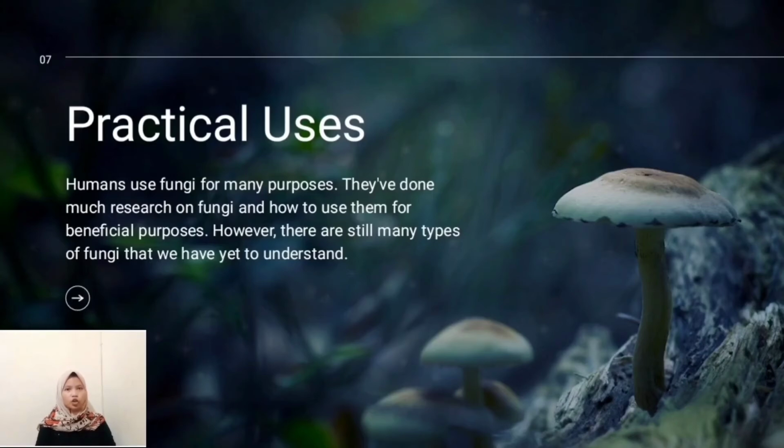the fungi. Humans use fungi for beneficial purposes. Here are the practical uses of fungi. The first, we do not have to travel far to find practical use of fungi in food. As we know, some types of mushroom we can eat. For example, enoki mushroom, shiitake mushroom, oyster mushroom, button mushroom, truffles, and many more.